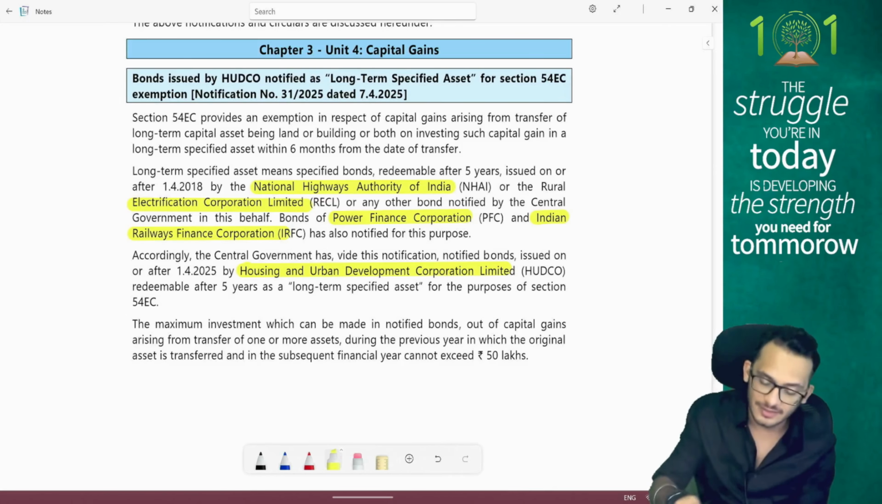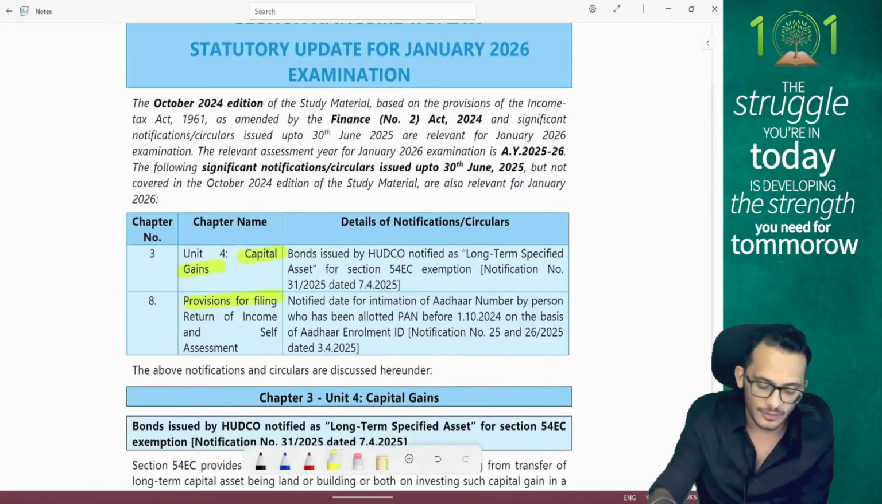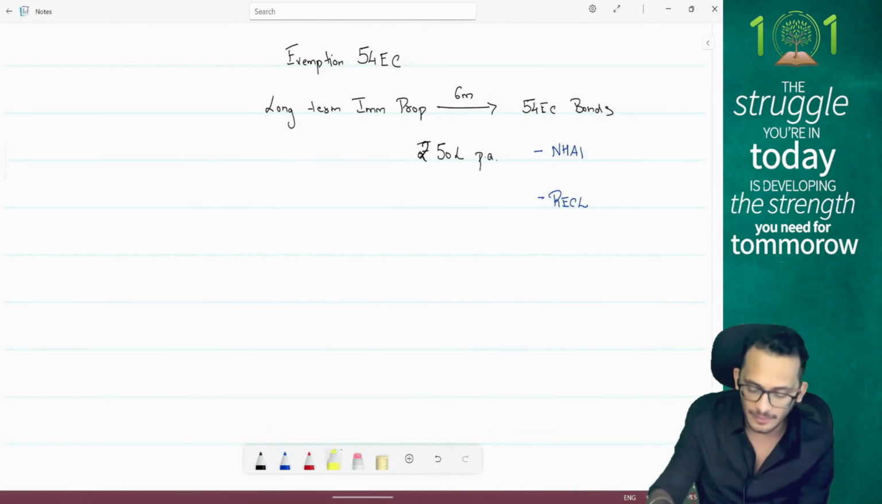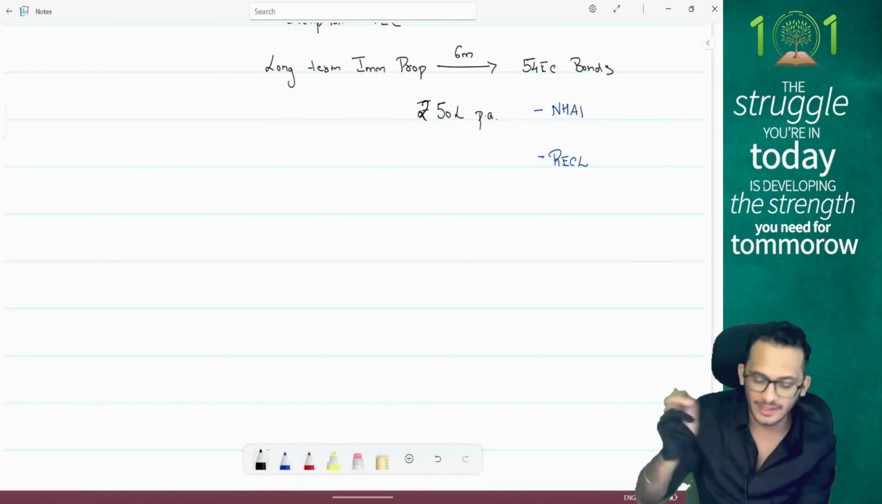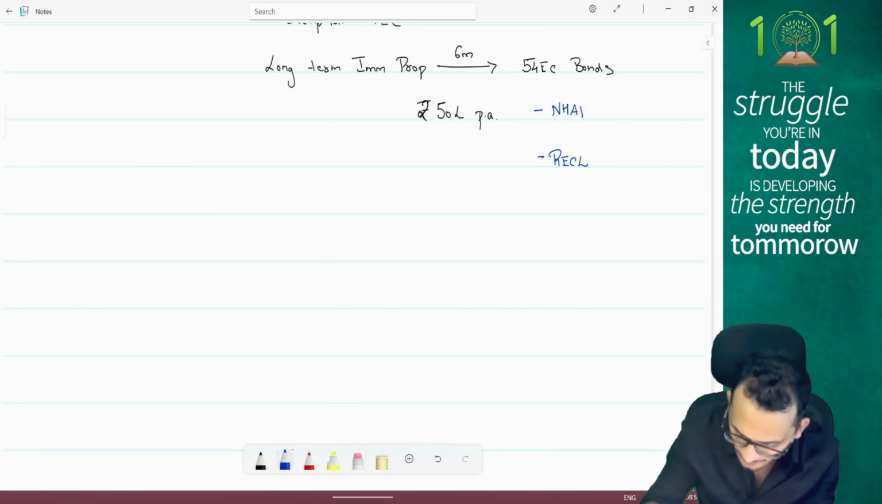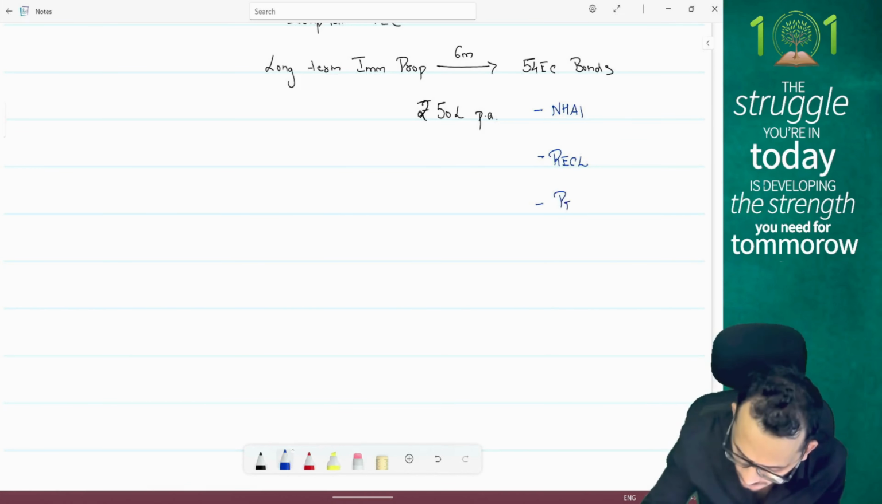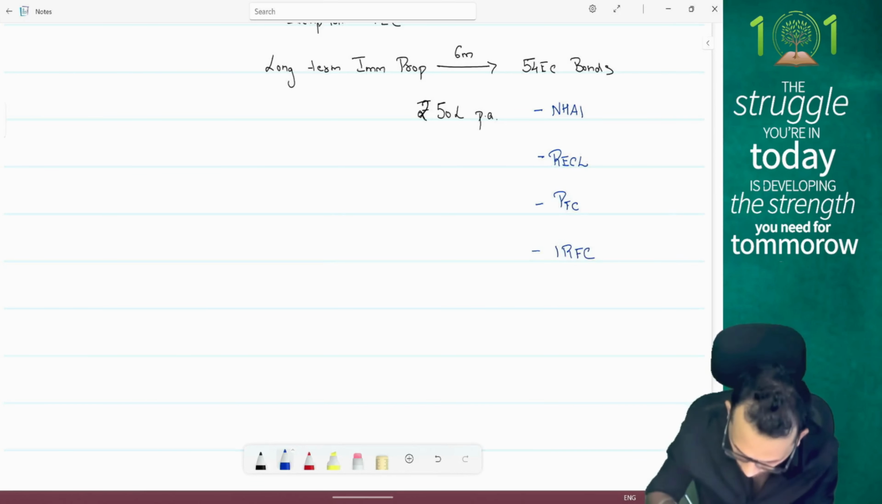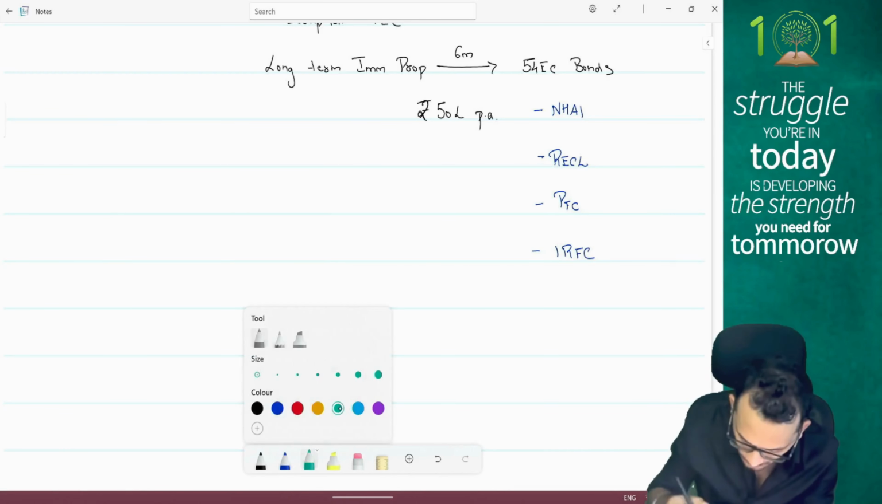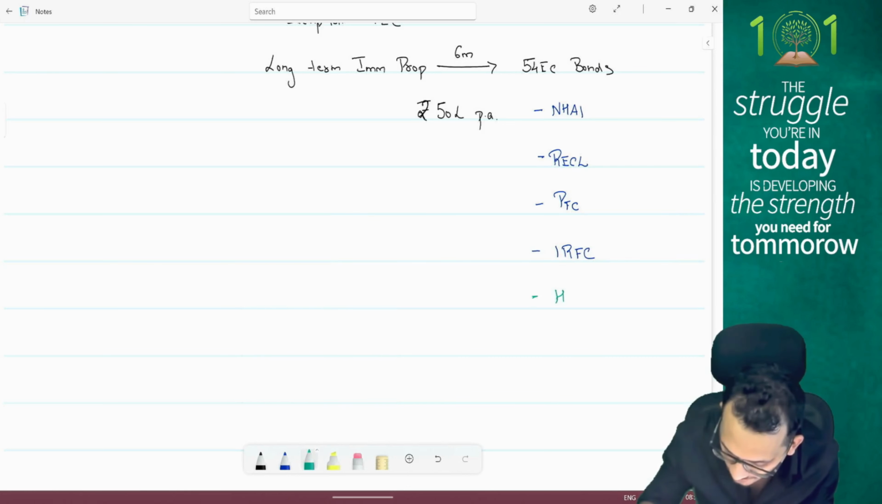Yes, so which means if you expect a question under 54EC, you can expect that this time they may ask you a question not by giving you NHAI or RECL. They may rather give you something called Power Finance Corporation, Indian Railways Finance Corporation, or the very critical amendment of the current attempt, which is now called HUDCO.